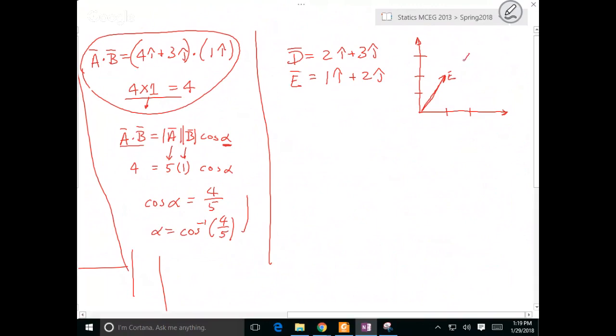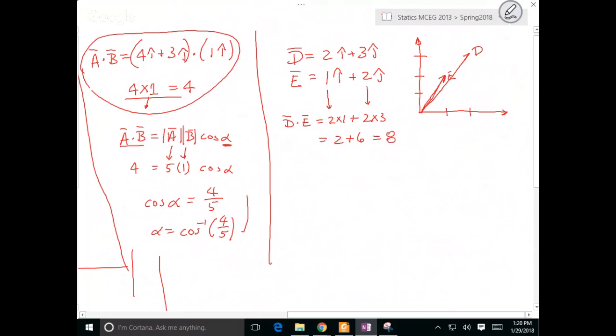Ooh, that's going to look weird. So here's D. Now the question is, what's the angle between E and D? Now, you could work around like real crazy and find that, but it's not going to be fun. But if I just dot them like this, I basically multiply the two x components, 2 times 1 plus 2 times 3, which gives me 2 plus 6 or 8. Is that right?